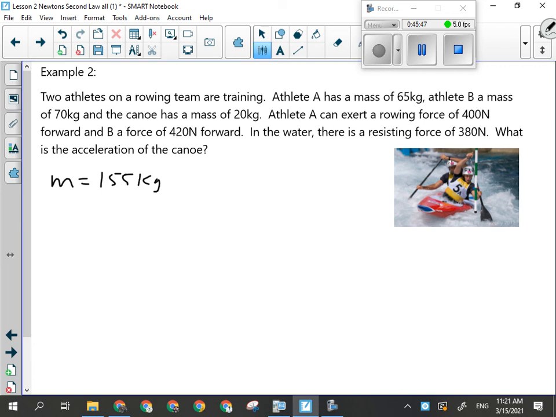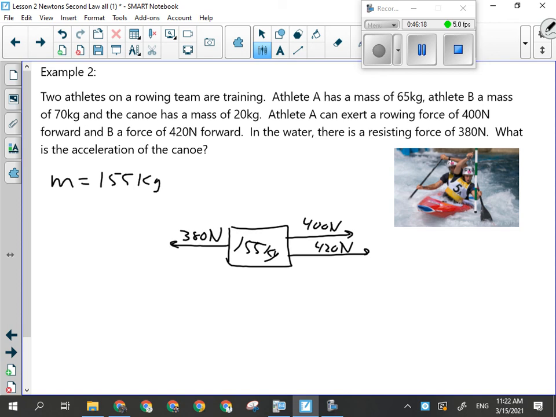All right, so now I can draw my free body diagram, squarest canoe ever, okay, 155 kilograms, and now I can put the forces on there. So athlete A is going to row with 400 newtons forward. Okay, and athlete B, 420 newtons forward. And there's water resistance of 380 newtons. All right, so now I've got my free body diagram drawn.